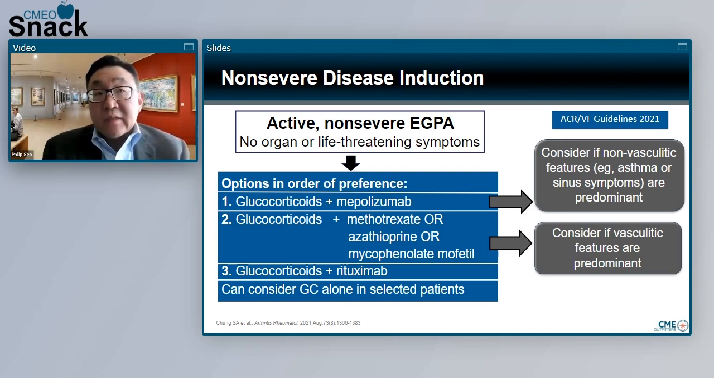And the reason why I specify that is because a lot of patients you're going to meet with EGPA are going to have non-vasculitic manifestations that predominantly affect the respiratory tract. And for patients who have, say, severe asthma or chronic nasal polyposis or sinus involvement, they're not necessarily going to have as good of a response to conventional immunosuppression. And for those patients, I might not reach for methotrexate or azathioprine right off the bat.